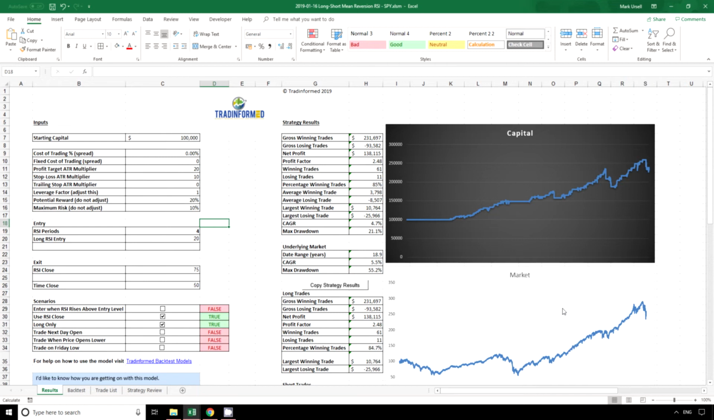Okay, the next thing I want to look at is overnight risk. Now this is an important factor for anybody using mean reversion type strategies. The fear of taking a position just as the markets are closing, wondering what is going to happen the next day.